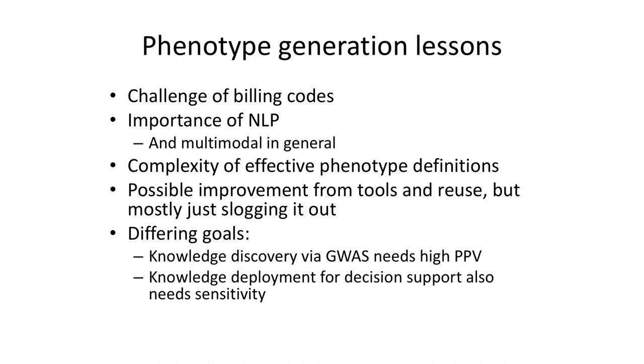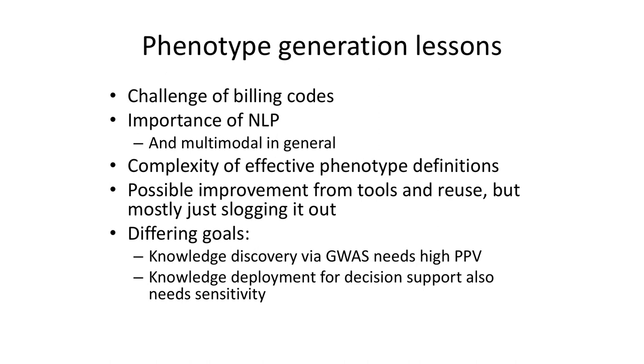First, the challenge of billing codes. The healthcare process affects what we record. An electronic health record is not a research database. It's good data. Yes, there is noise in it, but it's meant for a different purpose. That's why we have phenotyping. It's going from the raw data to an intermediate state before we do the research. Then the importance of NLP: we found that in many phenotypes it was really essential. Sometimes there just is no structured code for the thing we're looking for.